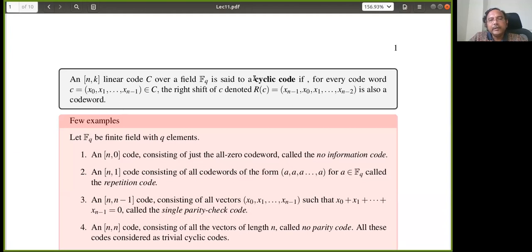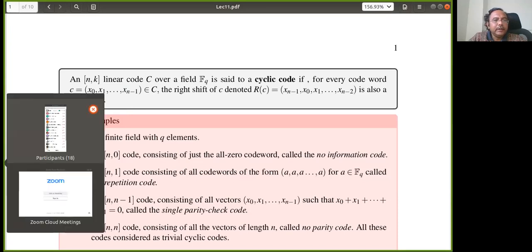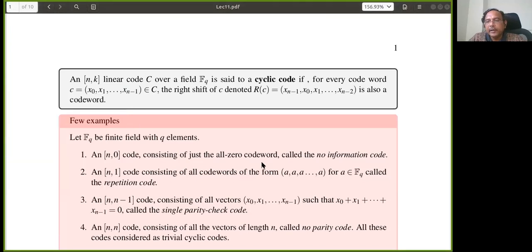What I'm doing is putting x_{n-1} in the beginning and shifting the rest, so it is called a right shift. So a cyclic code is, first of all, a linear code, and afterwards it has an extra property: if I cyclic shift, right shift, that is also a codeword. It is also a member. Is the definition clear? If clear, can you tick please, yes?